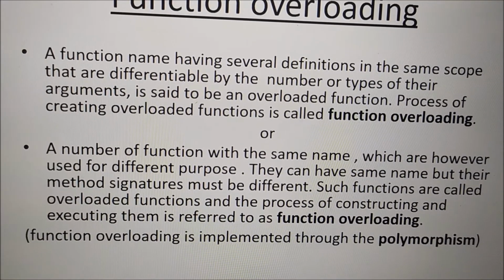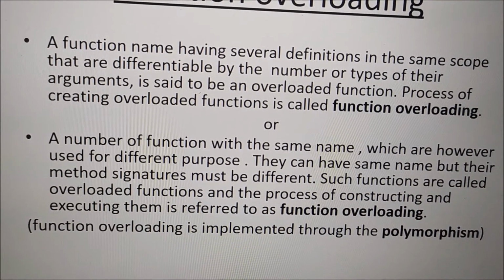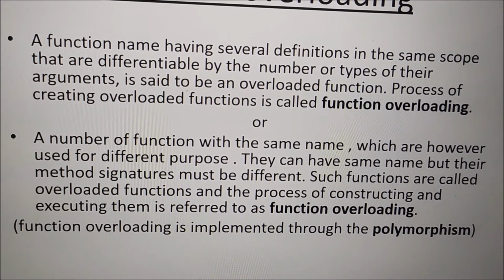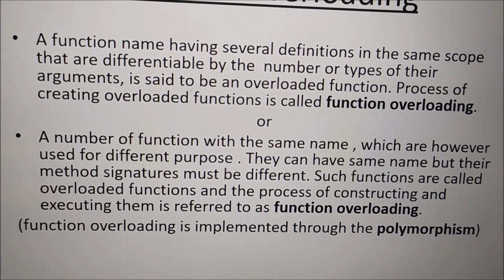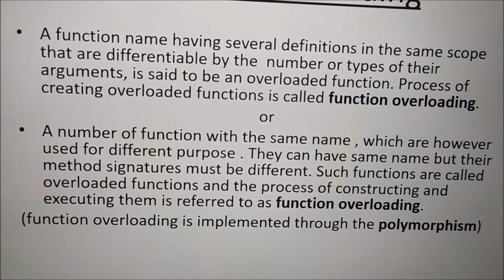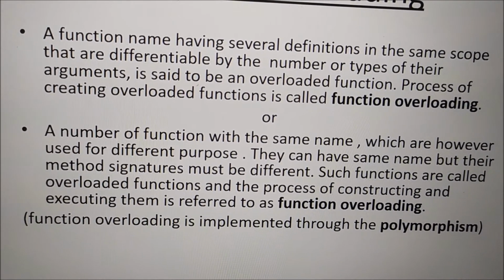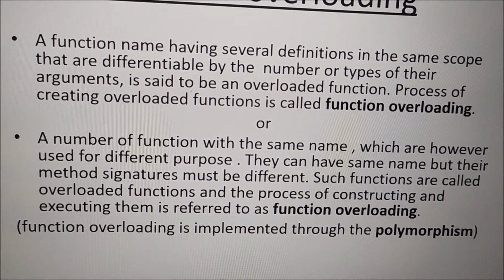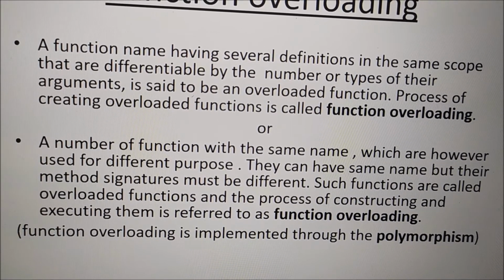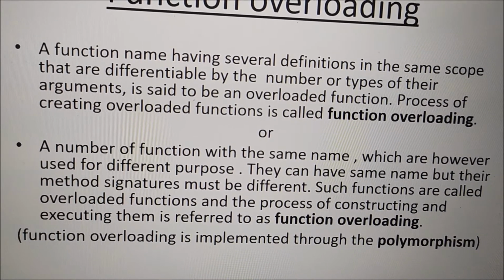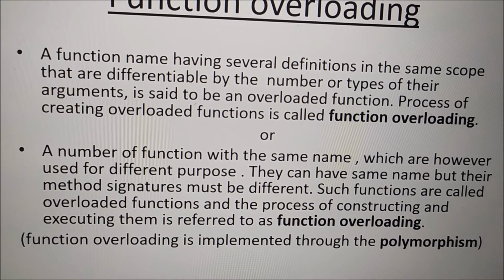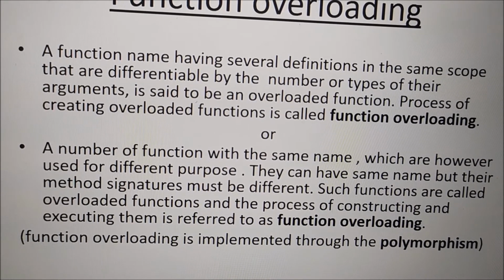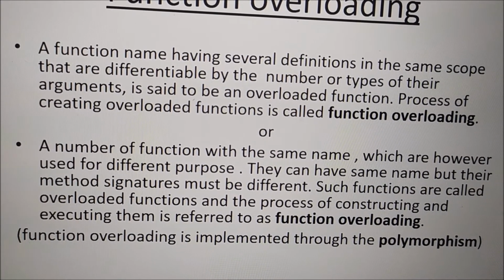Look at another definition. A number of functions with the same name which are however used for different purposes. They can have the same name but their method signature, that signature is nothing but the prototype, definition or header, must be different. Okay, such functions are called overloaded functions, and the process of constructing and executing them is referred to as function overloading. Okay, that means in a program we can write more than one function, but all the functions should have the same name.